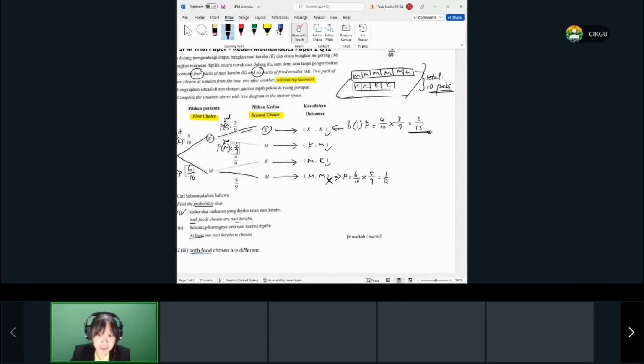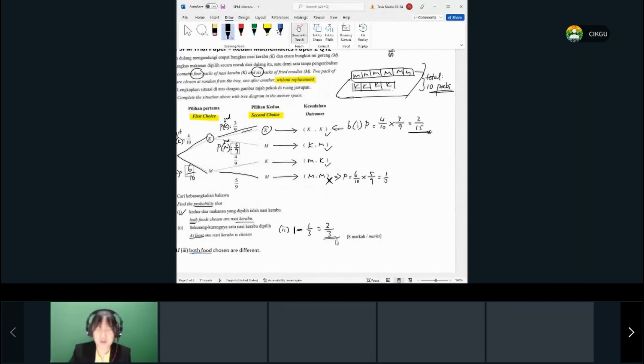Okay, but this is the only case we don't want. All the other cases we want. So that means you can do 1 minus. Just use 1, 1 means all, minus the case that you don't want, which is only this. So the answer is just 2 over 3.